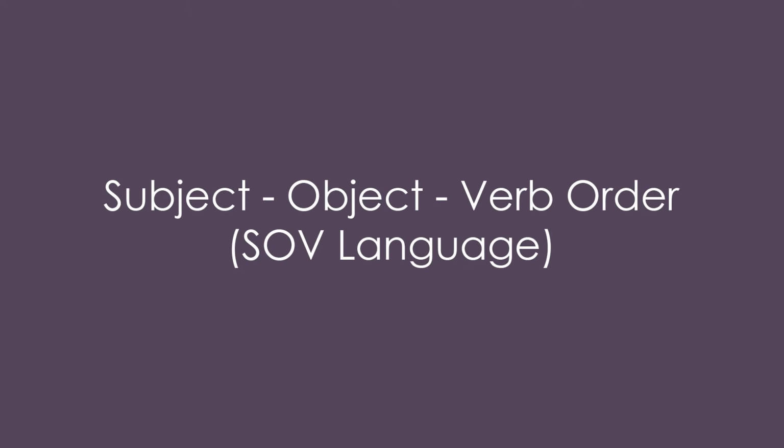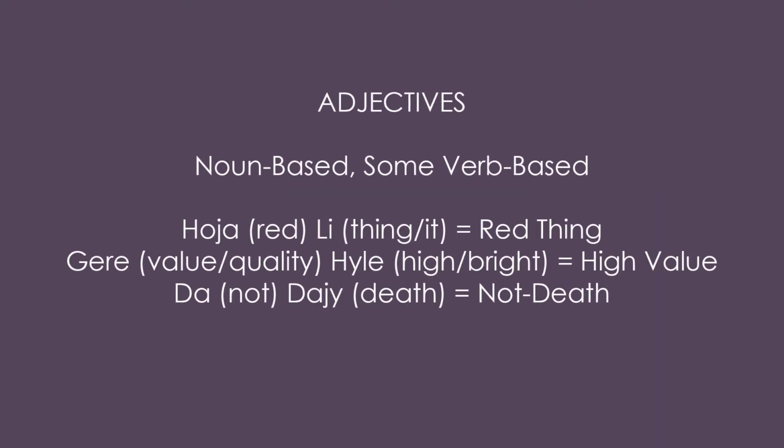Sealtongue is a subject first language with the object coming second and the verb slash relational last, all of which are case marked, except for the verb, of course, because that's not a case marked thing. Its adjectives are mostly noun based, though some are verb based. Adjectives are just strung together with the nouns, but sometimes they can come afterwards.